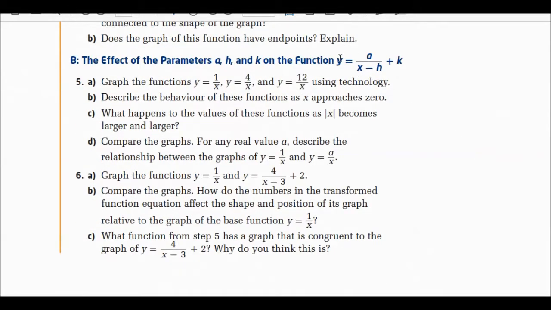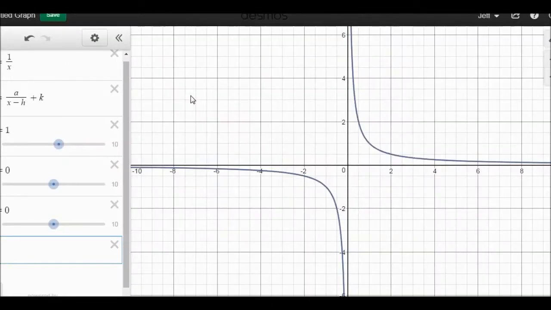So let's take a look then. This is kind of an abbreviated lesson here on this one. So let's take a look at the parameters of y equals a over x minus h plus k. All right. We're going to start with y equals 1 over x. So grab your graphing calculators, and I want you to punch this in: y equals 1 over x. All right. So on your graphing calculator, I want you to plug in y equals 1 over x.